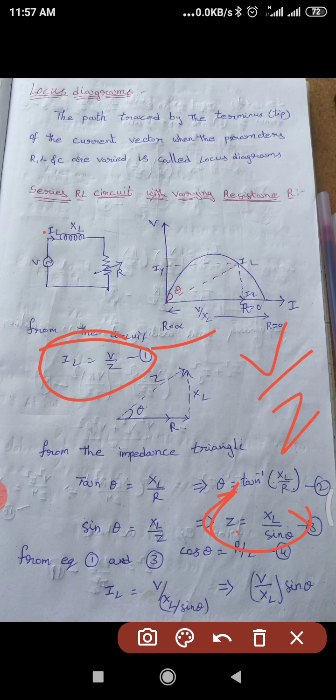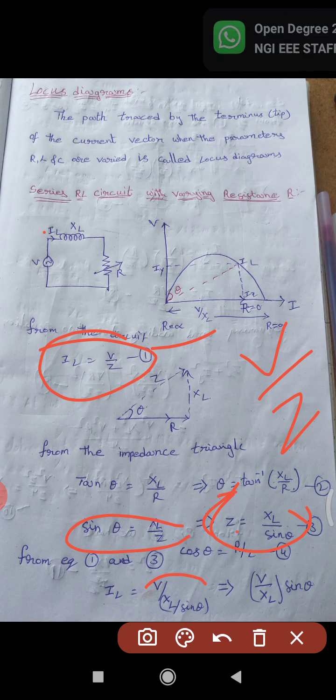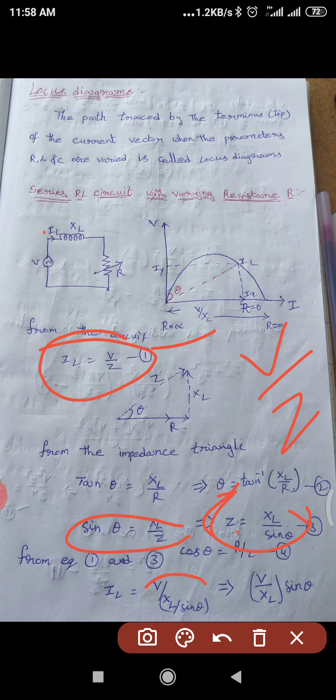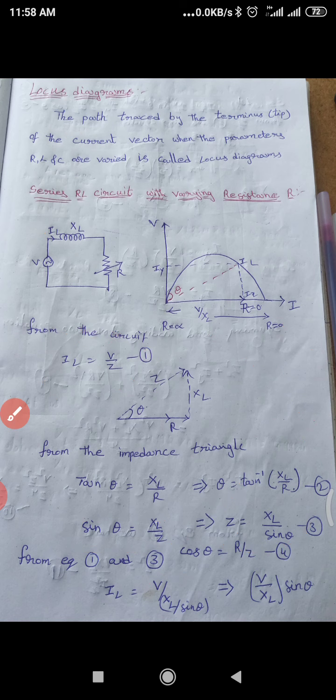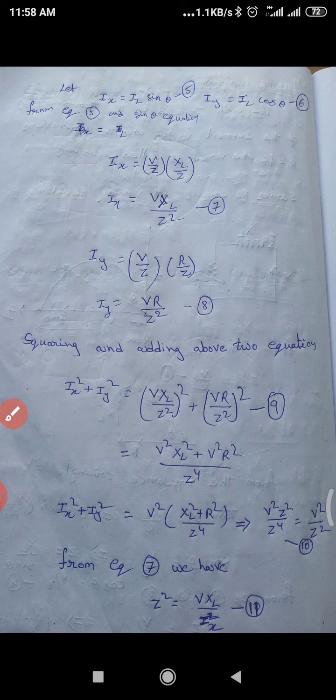From equation number 1 we have IL is equal to V by Z, that is voltage by impedance. Here from the sin theta equation we are finding the Z value as XL by sin theta. Now I am substituting this here: V by XL by sin theta. If you simplify this, we get V by XL into sin theta. This is the IL value.